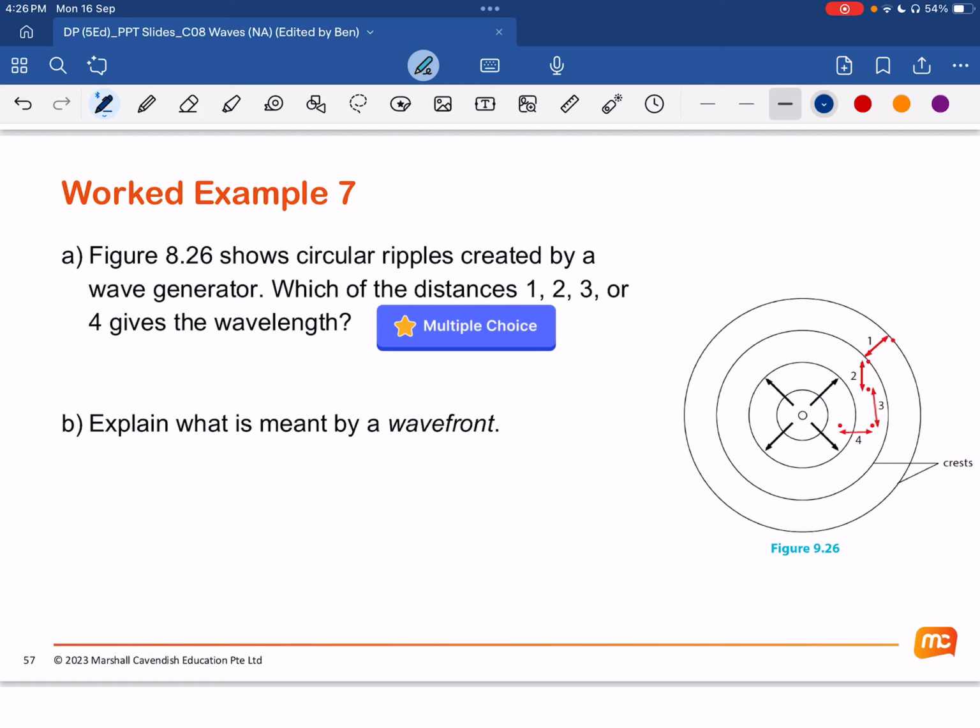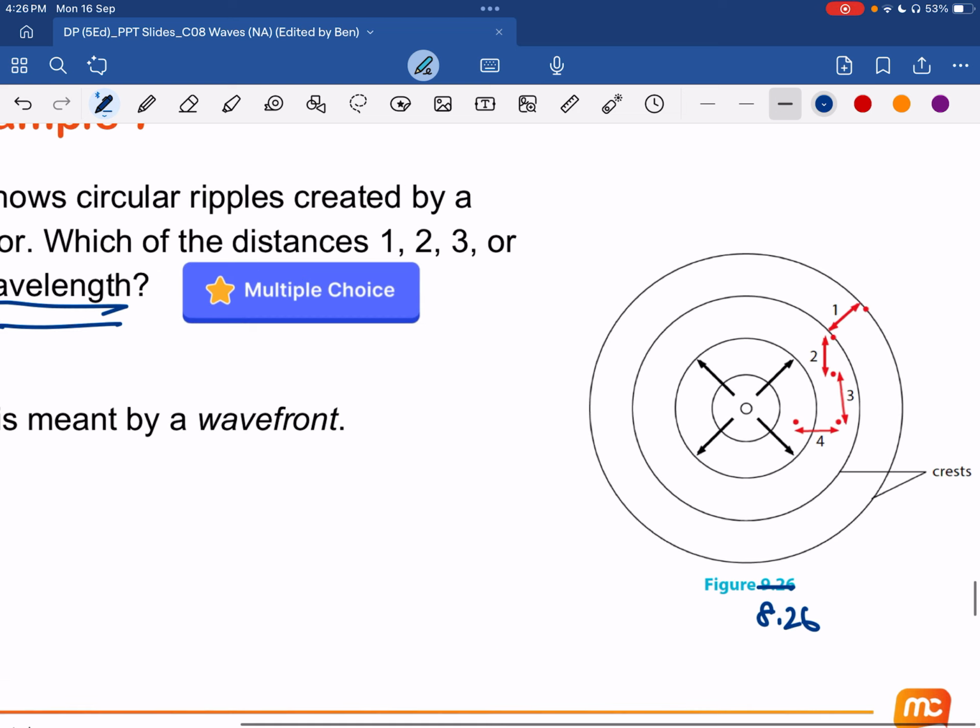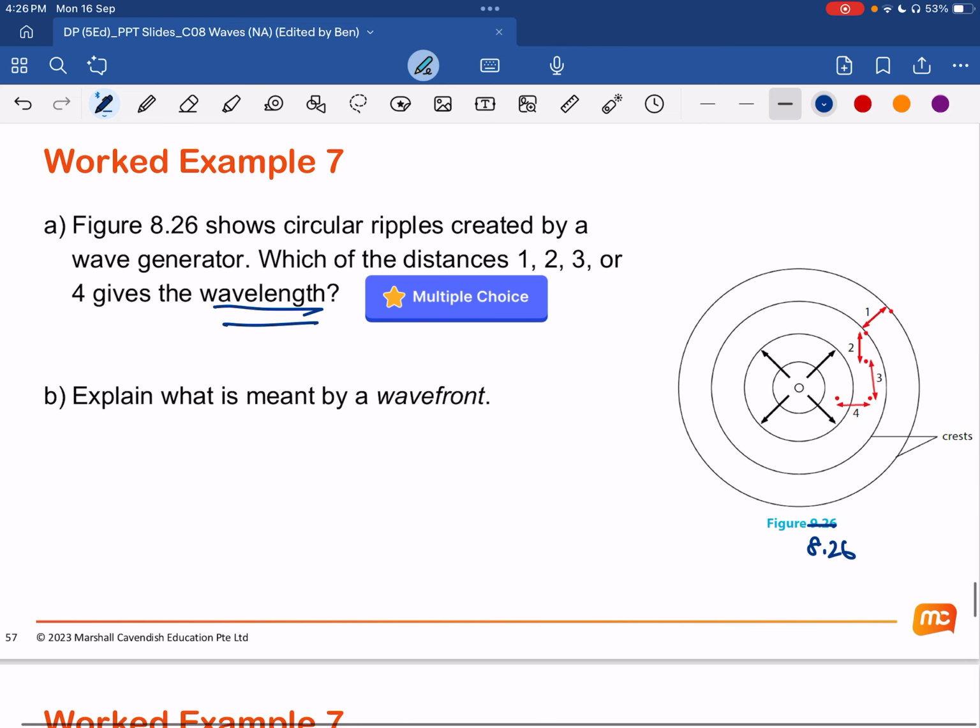Alright, let's look at the final question, work example 7. Okay, figure 8.26 shows circular ripples created by a wave generator. Which of the distances 1, 2, 3, or 4 gives the wavelength? Now recall that these circular ripples have another name, and these are called the wavefront as well, right?